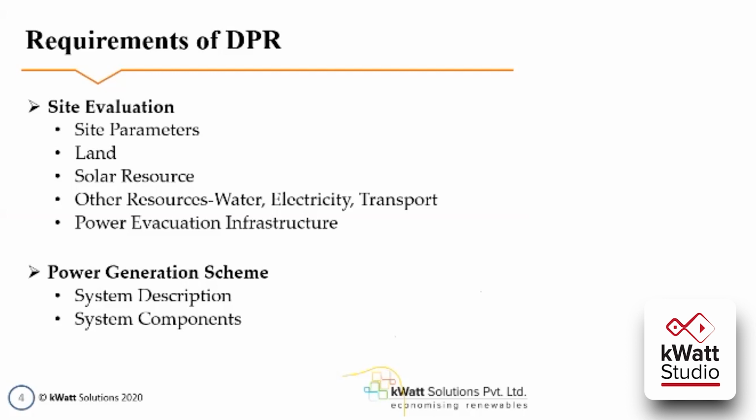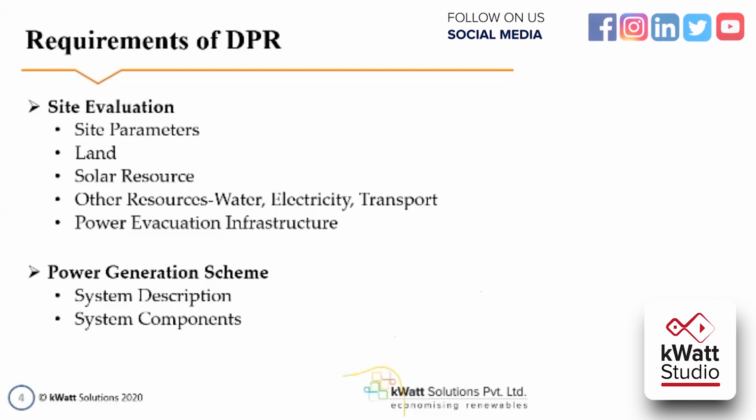Solar resource is nothing but the solar irradiation in that area. Solar irradiation data you can get from the NASA website. You just have to put the lat long of your area and you will get the solar irradiation. That is the monthly solar irradiation data you can get.